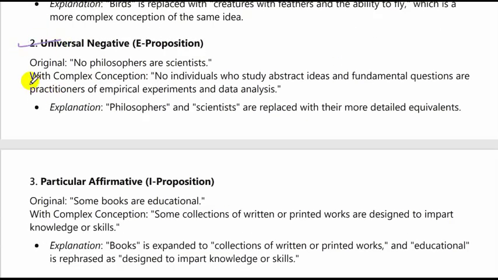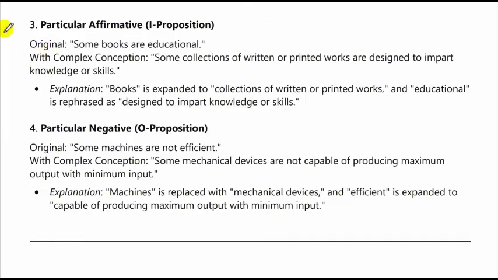Universal negative, E proposition: No philosophers are scientists. So we can change philosophers, we can change scientists. Philosophers will be changed to individuals who study abstract ideas. So you should know who or what a philosopher is. And scientists are basically practitioners of empirical experiments and data analysis. So we just expand those words' meaning. It is a very simple topic. There is not much rocket science in this.